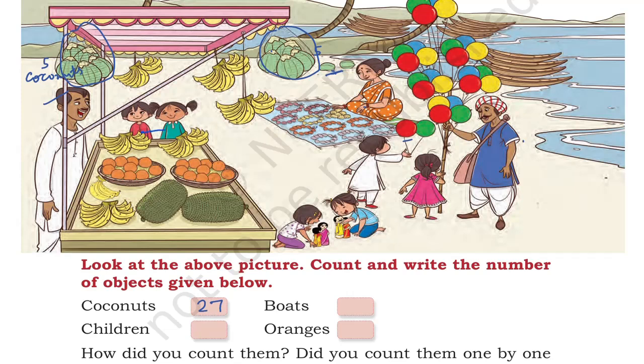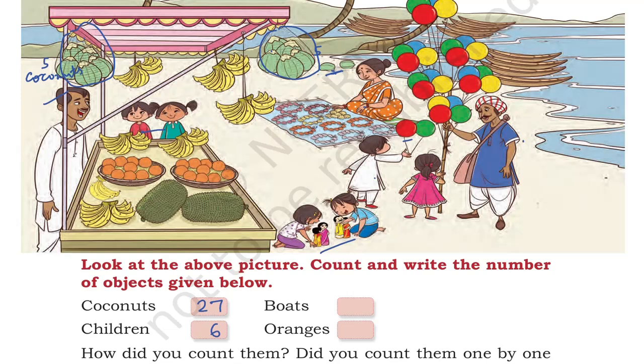2. Do we see any more? Oh yes, there are 2 kids playing here. 2 plus 2, 4, and 2 more here. So there are a total of 2 plus 2 plus 2. That makes a total of 6 children that we see in this picture.